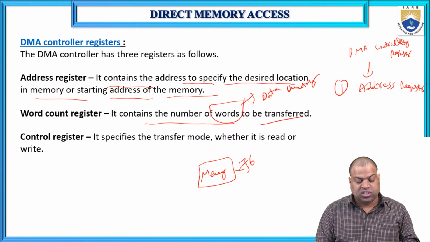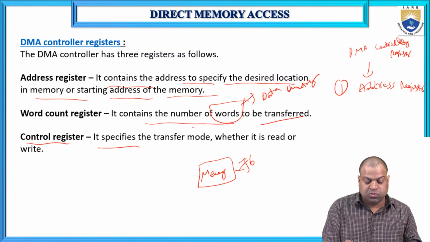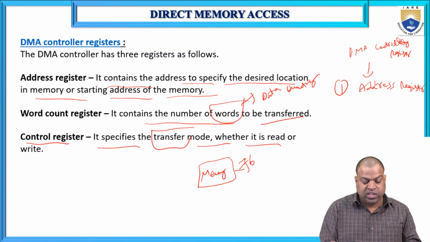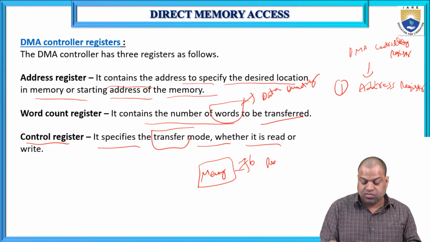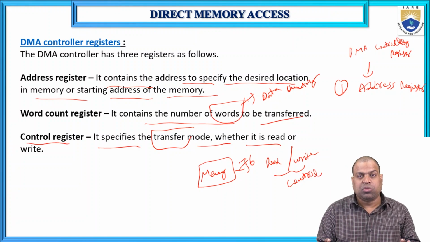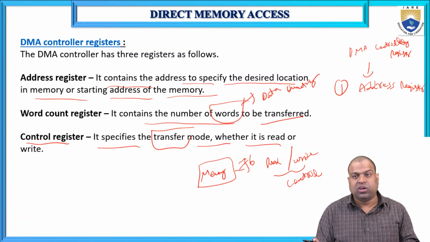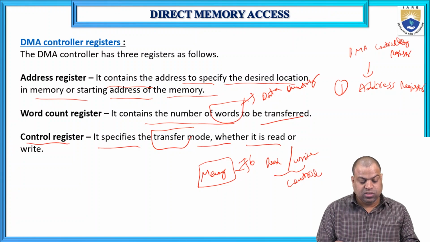And the control register. It specifies the transfer mode, whether it is read or write. The control register controls the read and write operations. So the address register gives the specific location I need in the memory. After finding the address, the data and the quantity of the data are given, with the data in the form of words to be transferred.